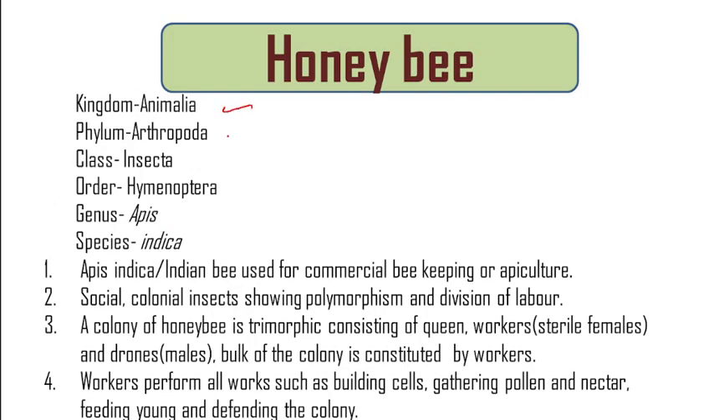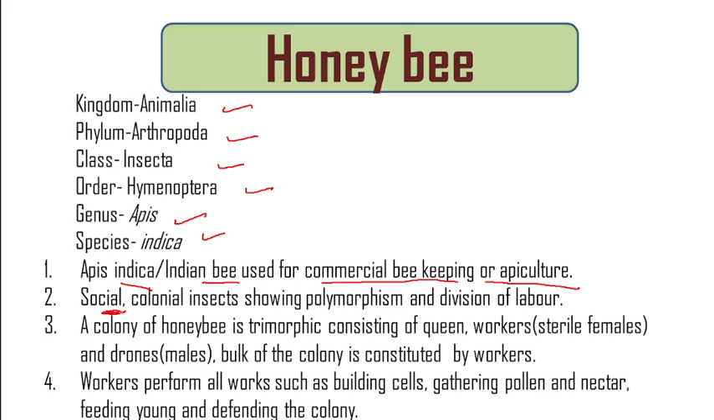Kingdom Animalia, phylum Arthropoda, class Insecta, order Hymenoptera, genus Apis, species indica. So Apis indica, it is the Indian bee. It is used for commercial beekeeping or apiculture. Beekeeping is called as apiculture.